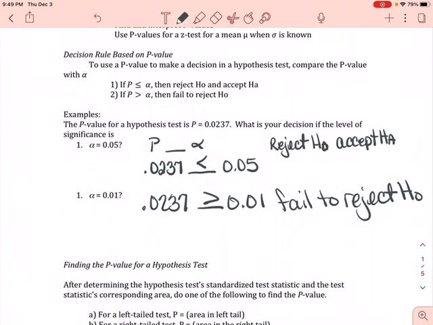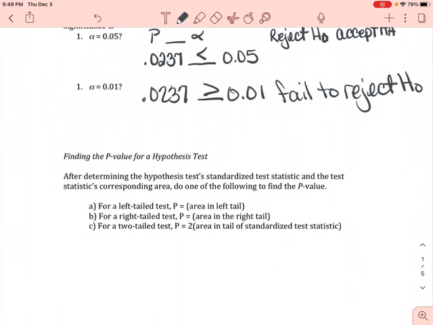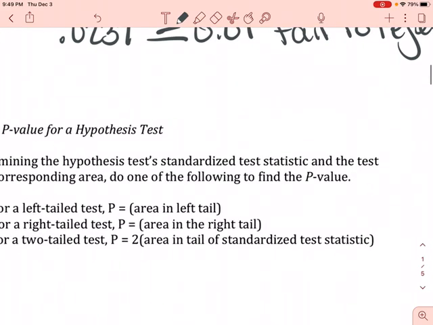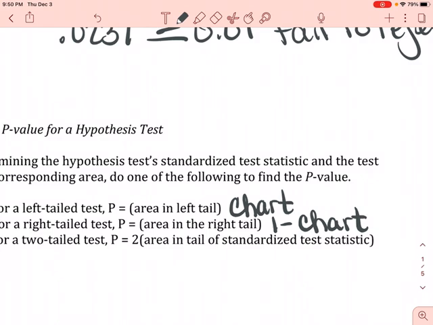Again, where are we getting our p-value? Our z-chart. So how are we going to find it? For a left tail test, we go with the area in the left tail, so we read our chart. For a right tail test, it's the area in the right tail, so going back to our rules, it's 1 minus our chart value. For a two-tail test, we do 2 times whichever one it happens to be. If we have a positive z, we go to the right. If we have a negative z, we go to the left. And we multiply that by 2. We're going to do examples of all of these.